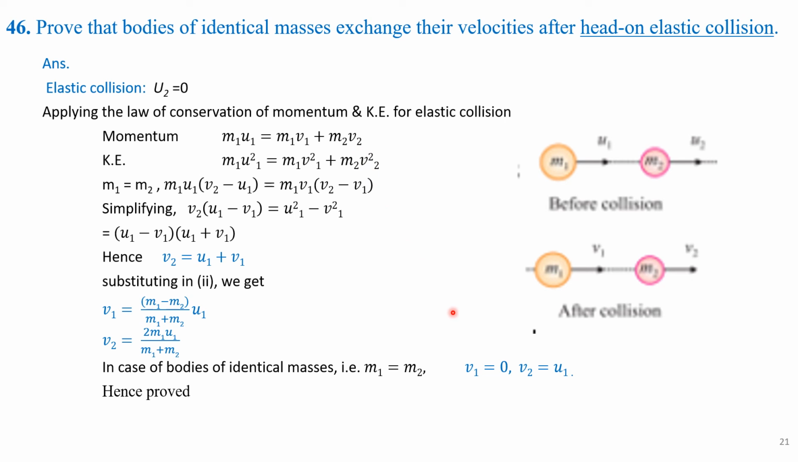In the last step, please see that we have just proved that V1 equals 0 and V2 is equal to U1. That means the bodies M1 and M2 have exchanged their velocities after head-on collision.